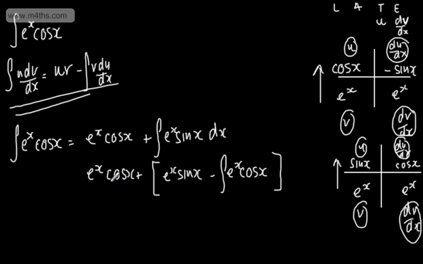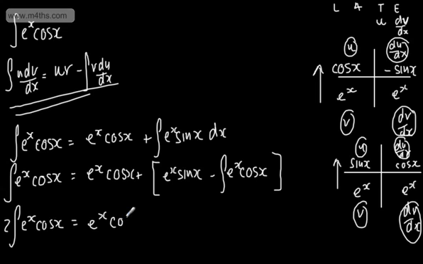Now just consider that this is equal to the integral of e to the x cos x. What I'm going to do here is not use integration by parts again. If I use integration by parts, I'm just going to go round and round all day. Now consider that this is the integral of e to the x cos x, and so is this. I'm going to add this to both sides. So 2 times the integral of e to the x cos x is going to be equal to e to the x cos x plus e to the x sine x.